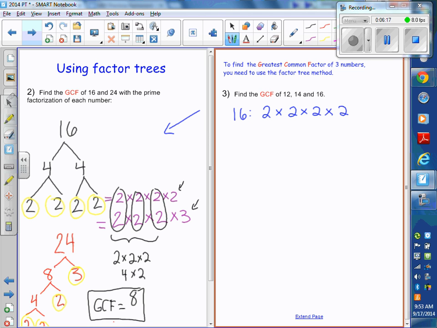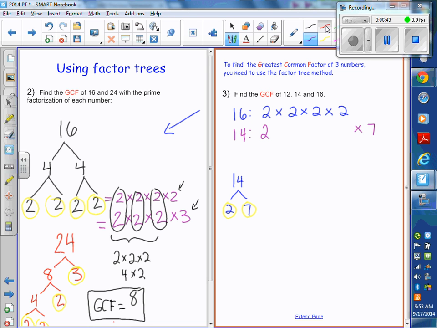But I need to find the prime factorization of 14. That's an easy factor tree. It's just 2 times 7, because both of those numbers are prime. So the prime factorization of 14, I'm going to write under 16. And another way to do it is line up the common factors. So 2, but since 7 is not common, I just move it to the side.